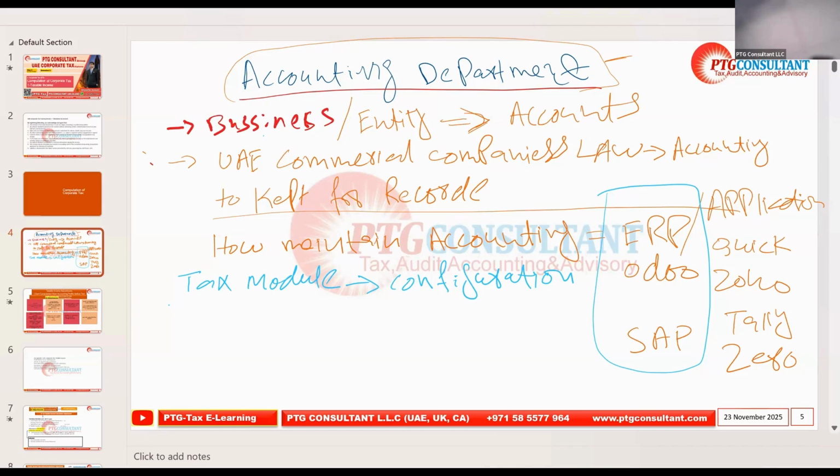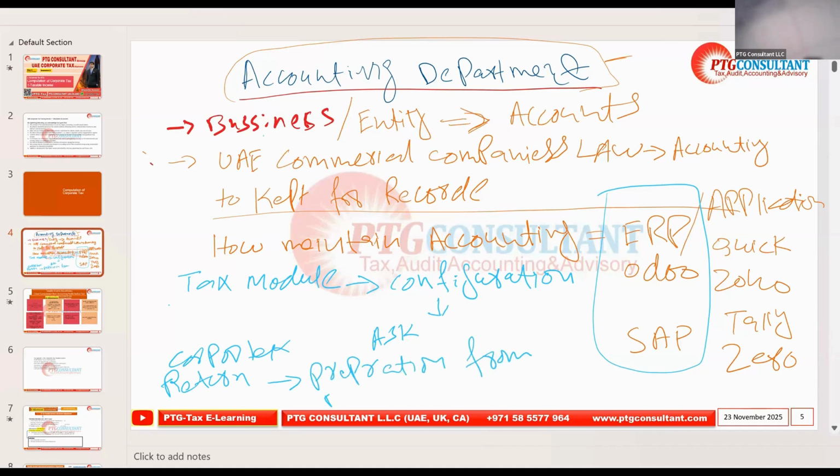Now, how is the configuration done? Mostly your ERP partner, ERP technical person or consultant, please discuss with them whether this module is configured properly. If it's not configured properly, you have to do the due diligence internally and discuss with them why it is important, because if the data is configured and entered in the system appropriately from the beginning, your corporate tax return preparation is in process from day one.